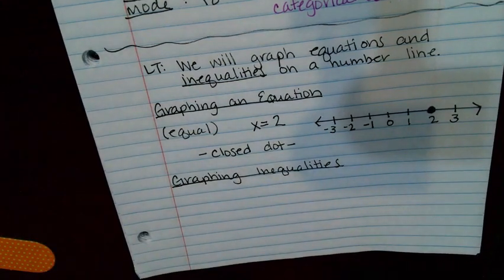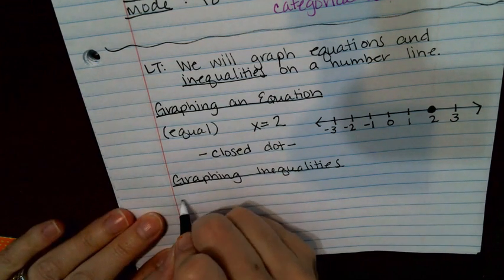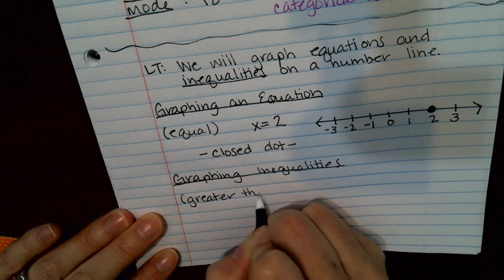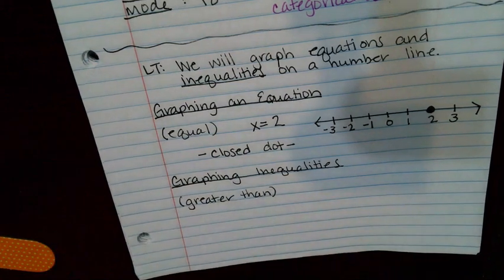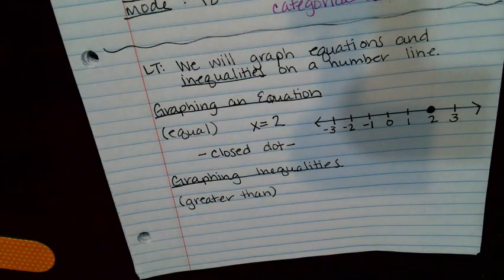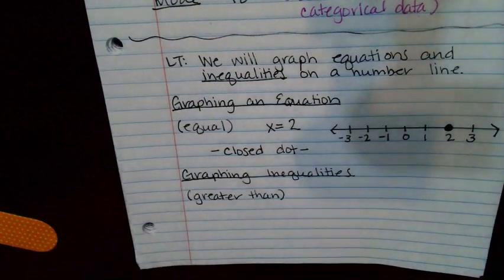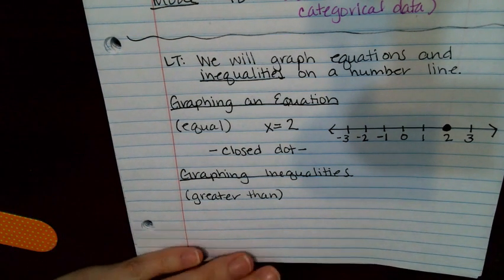Graphing inequalities. Things like greater than or less than. So let's start with greater than. So a number has to be greater than 3. So you have to be taller than 4 feet to ride a specific ride at Six Flags or something like that, okay? And what that looks like is this.